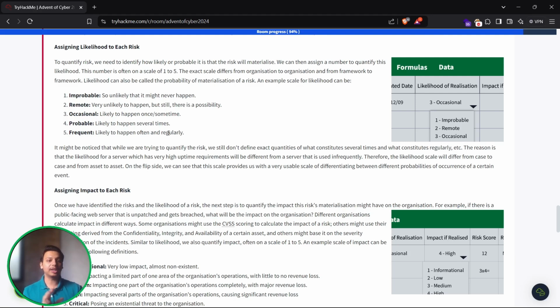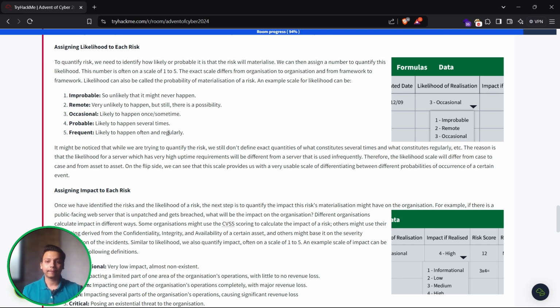Assigning likelihood to each risk: how likely it is to affect our organization. To quantify risk, we need to identify how probable it is that the risk will materialize. We can then assign a number to quantify this likelihood. These numbers are often on a scale from 1 to 5. The exact scale differs from organization to organization and from framework to framework. Likelihood can also be the probability of materialization of a risk.